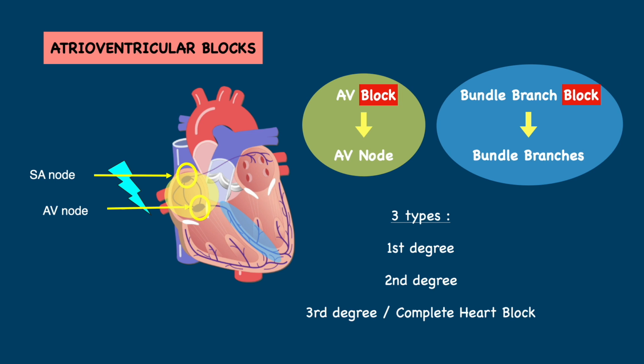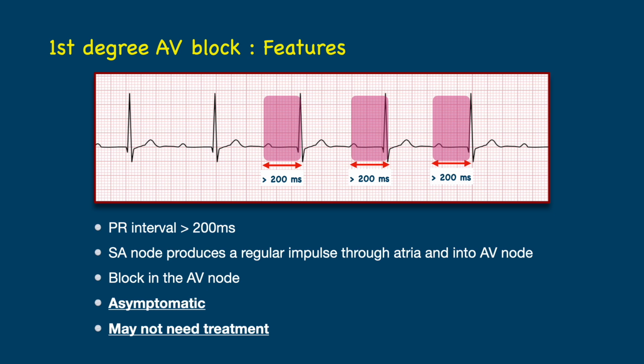Alright, on the ECG, the normal delay in the AV node is represented by the PR interval, which is normally less than 5 small boxes or 200 milliseconds. Let's look at the first type of AV block, which is the first degree AV block. It describes a PR interval greater than 200 milliseconds.